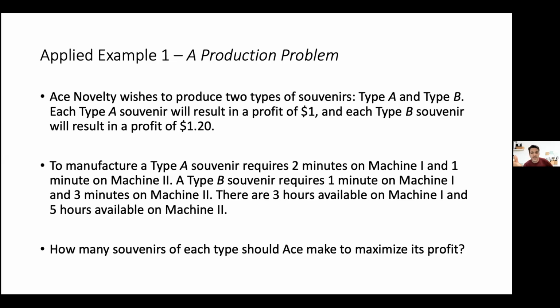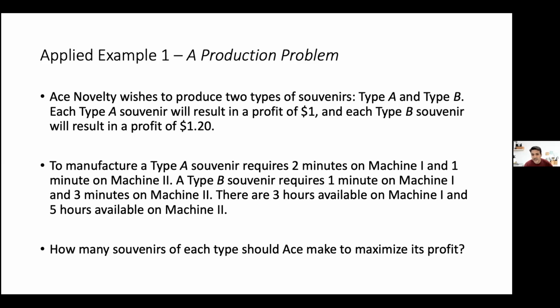Okay, let me explain again. This ACE novelty is just a name, doesn't matter. This production has two products, type A and type B. Each one of those has a different selling price and different situations. So each type A souvenir will result in a profit of $1, and each type B will result in a profit of $1.2. So the manufacturing of type A requires 2 minutes.